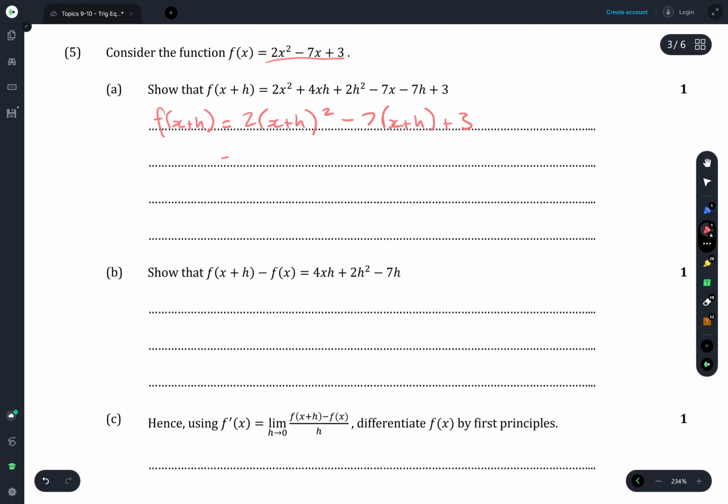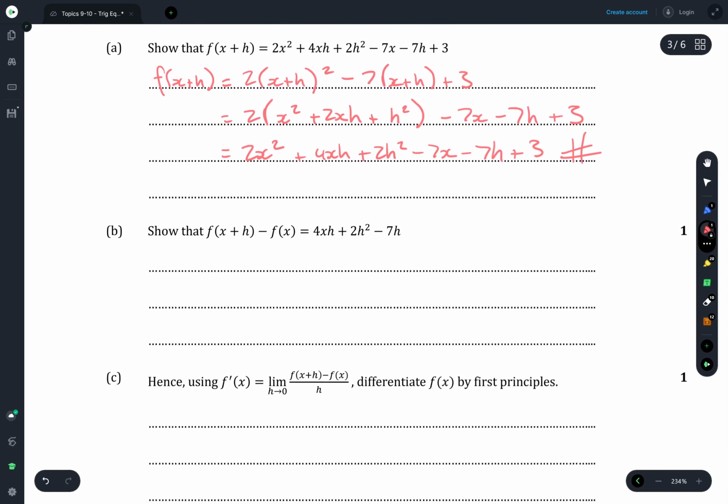And from here, we can then expand. So we have 2, and then x squared plus 2xh plus h squared. I'm just going to keep them in the brackets for a second because I've expanded the squared, but I haven't multiplied everything by 2 yet. And then now I'll do the expanding with 2. So we have 2x squared plus 4xh plus 2h squared minus 7x minus 7h plus 3, which is exactly what we're looking for. So there we go.